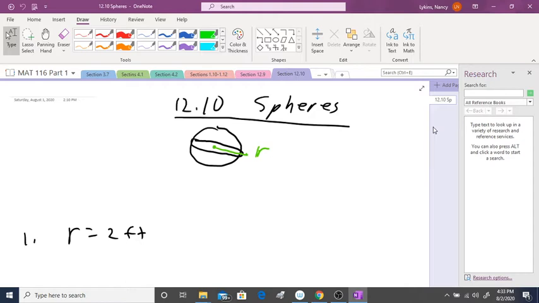Today we're going to talk about 12.10, dealing with spheres. So spheres, think of a planet, or think of maybe a volleyball or a basketball. And what I'm going to talk about today is volume and surface area.